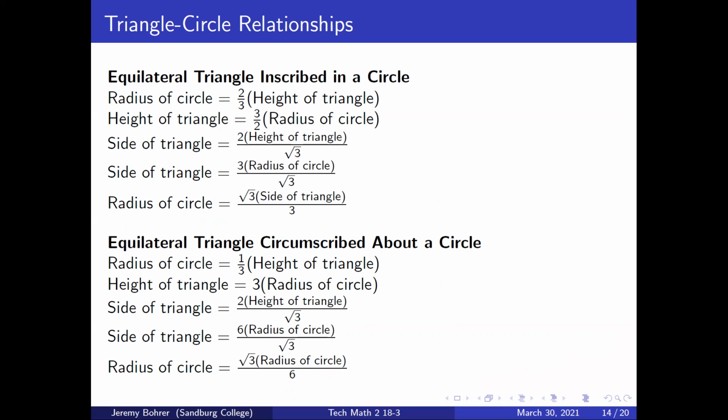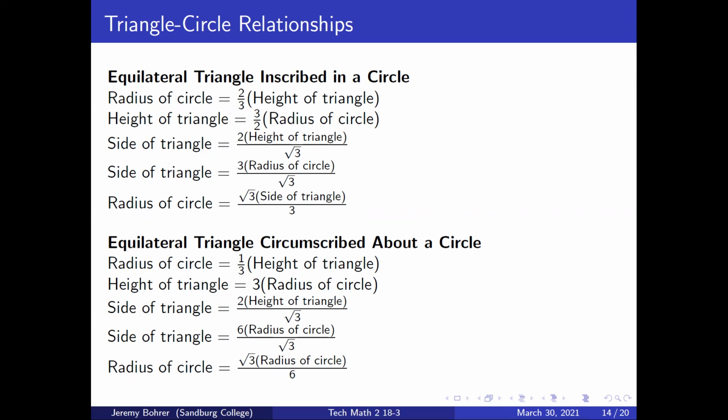The side of the triangle is 2 times the height of the triangle divided by the square root of 3. The side of the triangle is 3 times the radius of the circle over the square root of 3. And the radius of the circle is the square root of 3 times the length of the side of the triangle divided by 3.